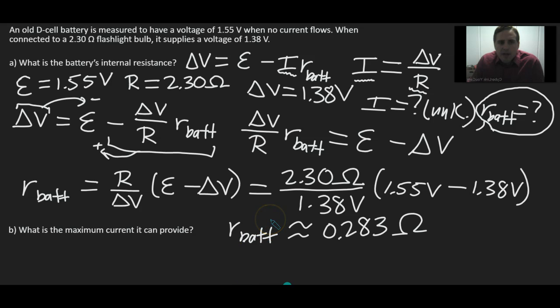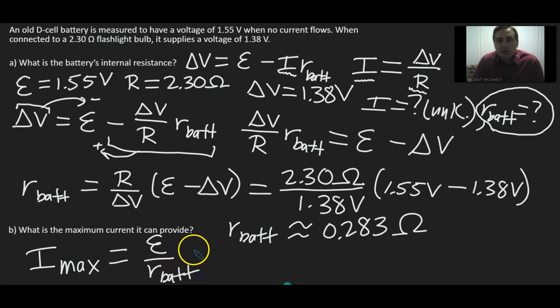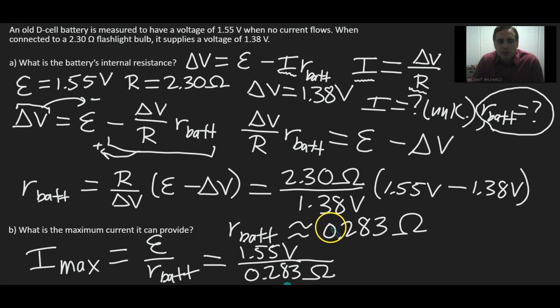All right. And then, how about the maximum current the battery can provide? So what if I just put an ideal piece of wire to both ends of the battery and allowed current to flow? The question is, what would be the maximum current? Well, the maximum current should be the full EMF divided by the battery's internal resistance, because that's the only resistor and the only voltage source in that case. So that should be 1.55 volts over 0.283 ohms. And we should be able to get that number as well.